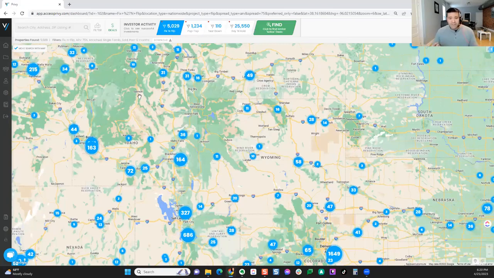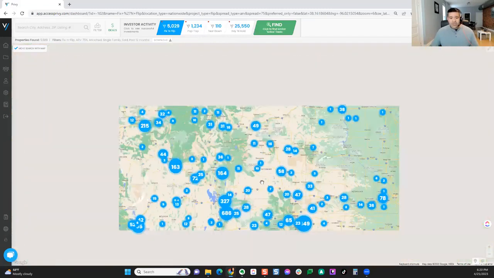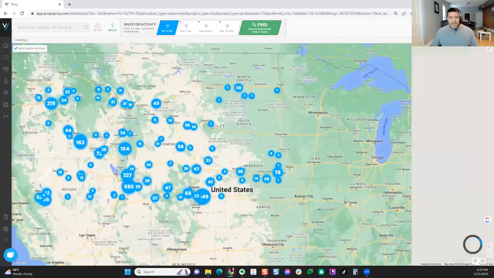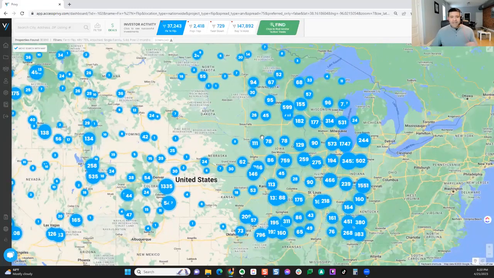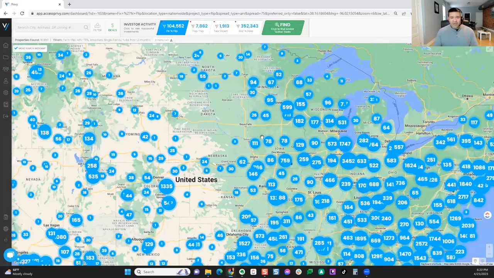They're looking where they live, right? And if you live in Salmon, Idaho, you're creating problems for yourself. So where you should be looking is where you see large circles with high numbers. That's where all the fix and flips are at.